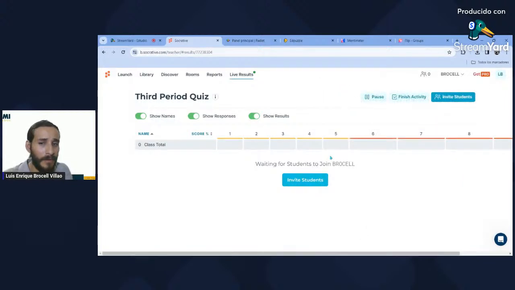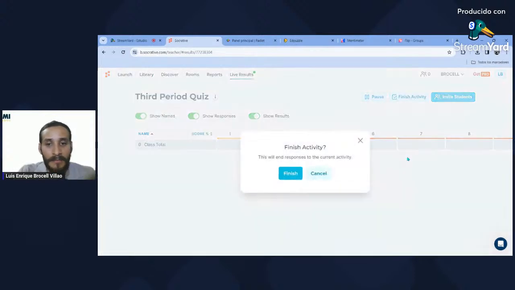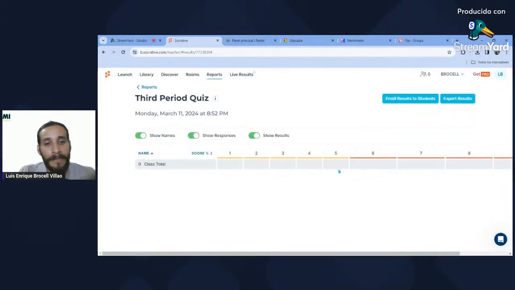Once you have all of this part over here, you are able to finish the activity. For example, finish, and you can show the names of the students, the responses, the response time, or even if they get the correct answers or the wrong ones.